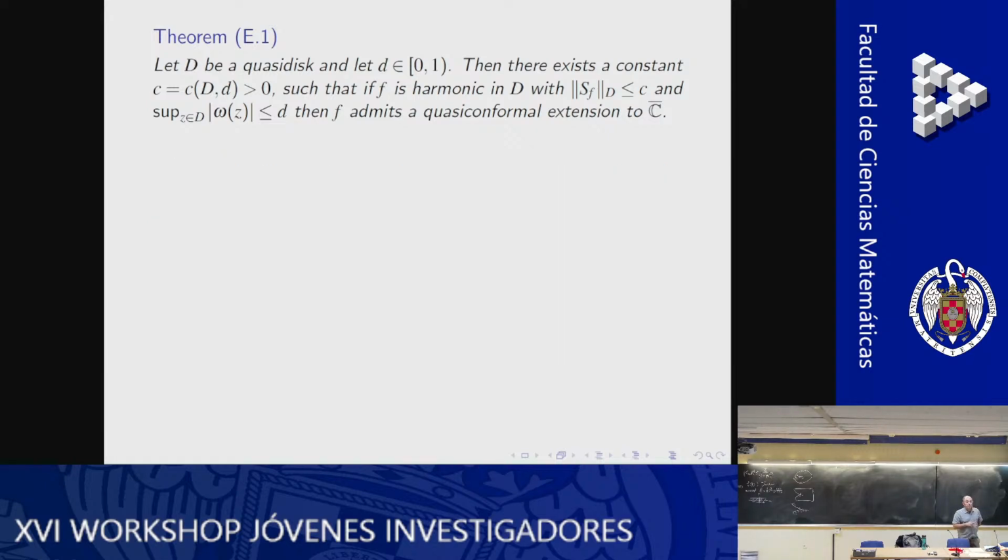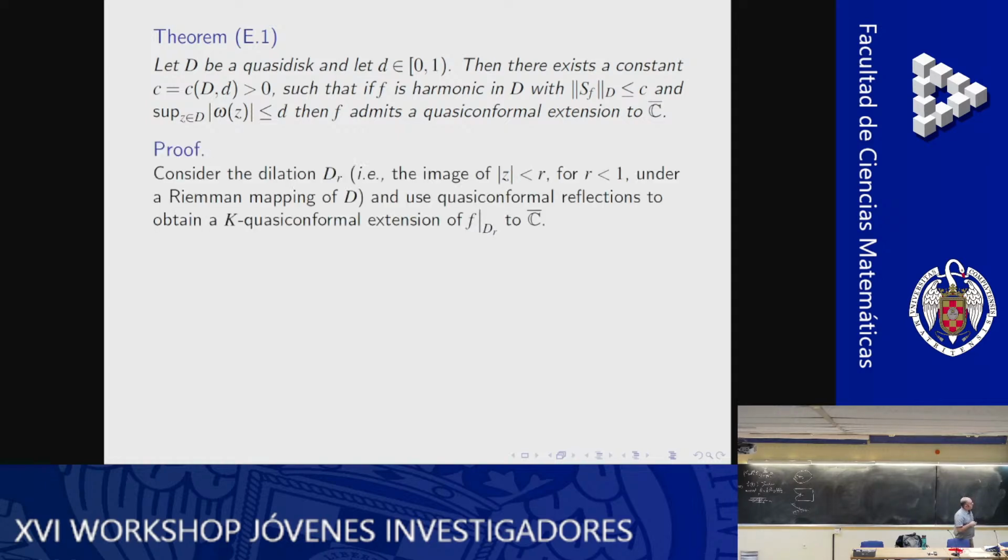Let me go now to the quasi-conformal extension, which again I'll show you just the idea for the proof. So again, on a quasi-disk, we are given a number between 0 and 1. Then there exists a constant depending on the domain and on this number, such that if f is harmonic with small Schwarzian and dilatation bounded by that number, then f admits a quasi-conformal extension to the Riemann sphere. I mean, this condition is for sure necessary. To have a quasi-conformal extension to the Riemann sphere, you have to start with something which is quasi-conformal in the interior.